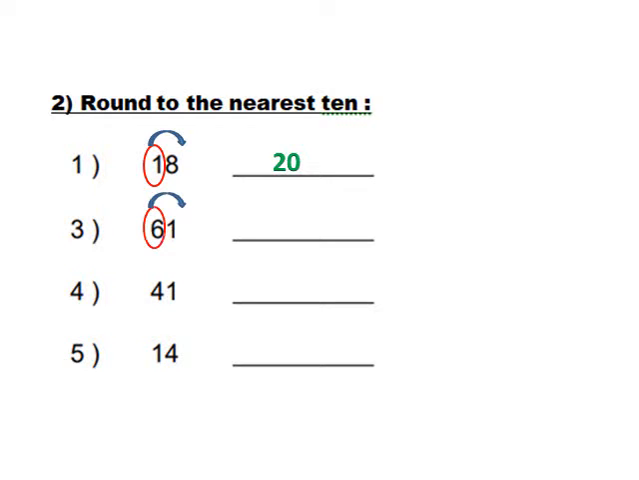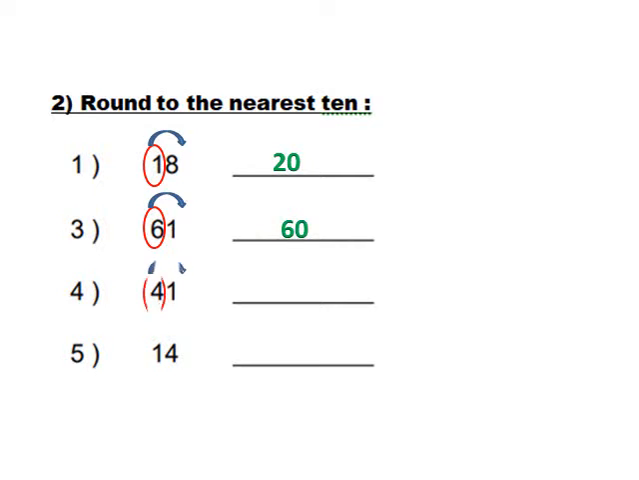61. I will circle 6 because I'm rounding to the nearest 10. Then I will check the number on the right side. 1 is a weak number or a strong number? It's a weak number. So the 6 will stay as it is. Here the 6. And here I have one number to the right side. So I will put 1 0 to the right side. So 61 rounded to the nearest 10 is 60.